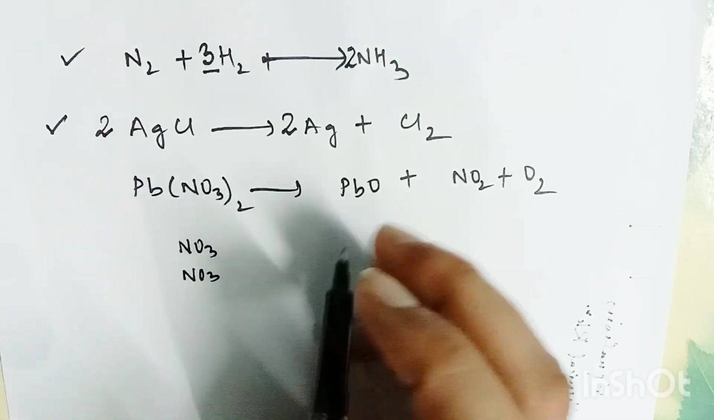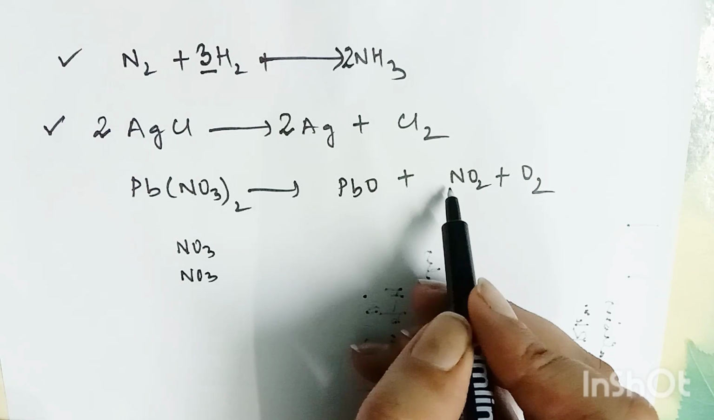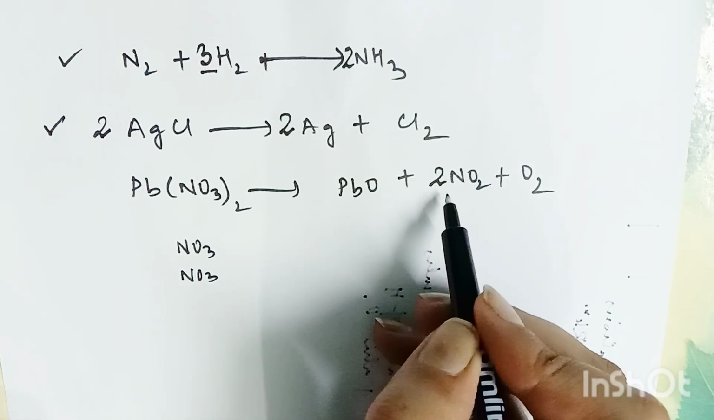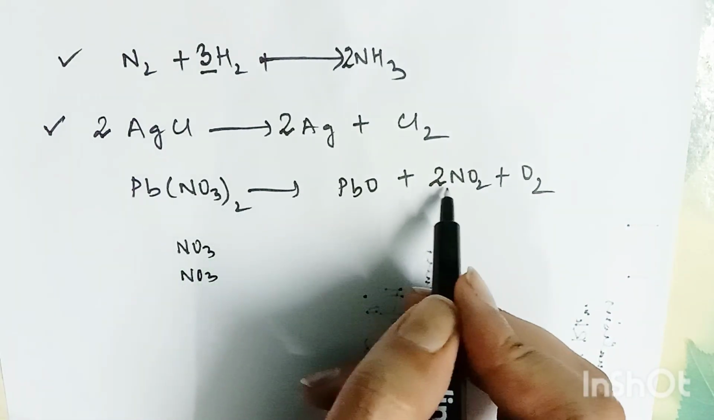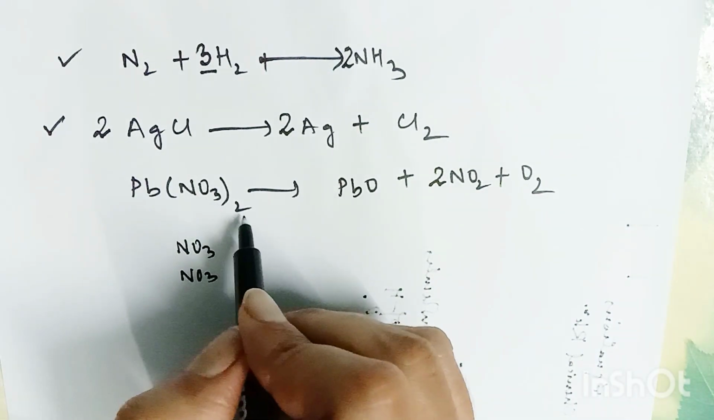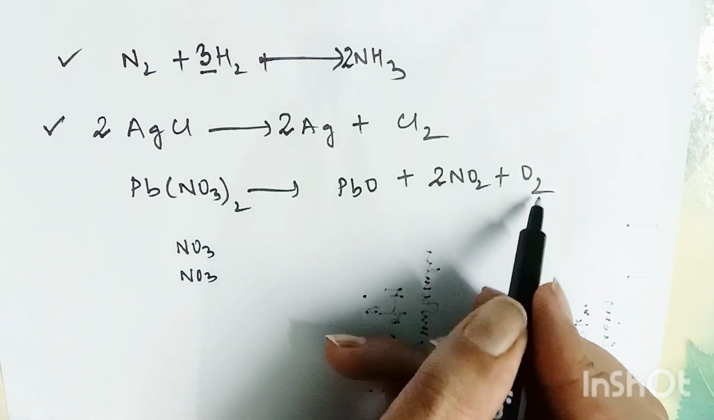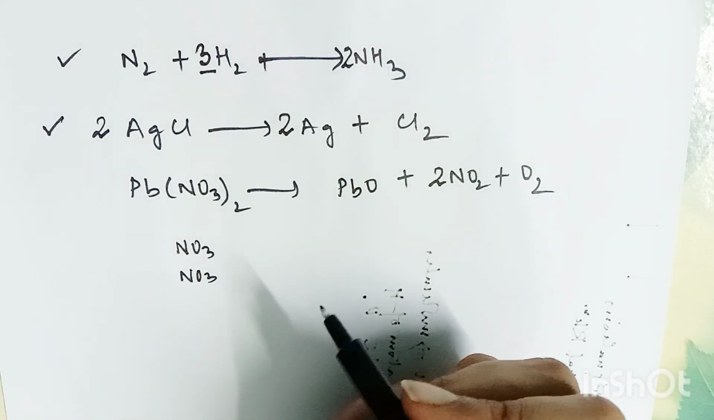Let's keep oxygen aside for a moment. Nitrogen there is 2, here there is 1 nitrogen. Let's put 2 here and see what happens. Lead is 1, nitrogen is 2, here also 2. Oxygen is 3 twos, 6, and here oxygen is 2, 4, 5, 6, 7. So it is not getting balanced.